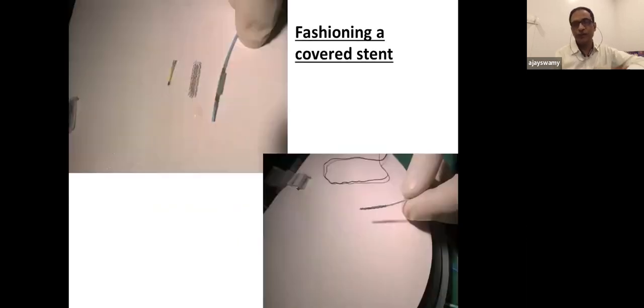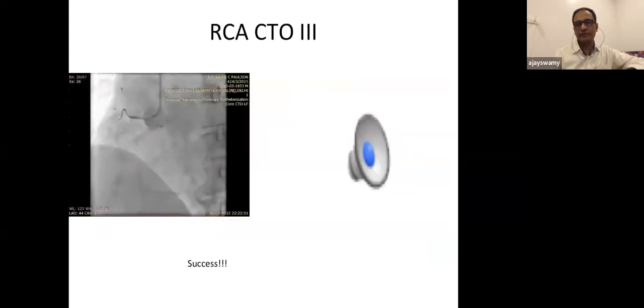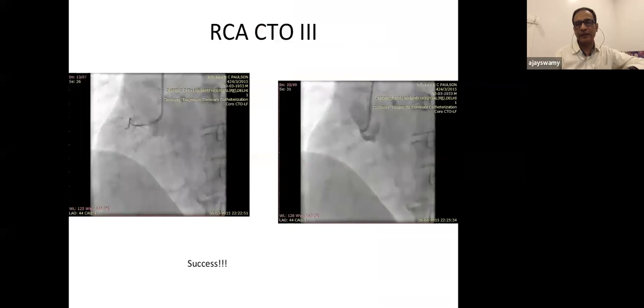We have taken a 2.25 stent, cut a 2 millimeter balloon, sleeved that balloon over the stent, opened another stent, deployed it outside, and sandwiched the 2 millimeter balloon between these two stents and hand crimped the second stent onto the first stent with the balloon in between and created a covered stent. And that is what it looks like. And then stented that segment into the sinus node artery.